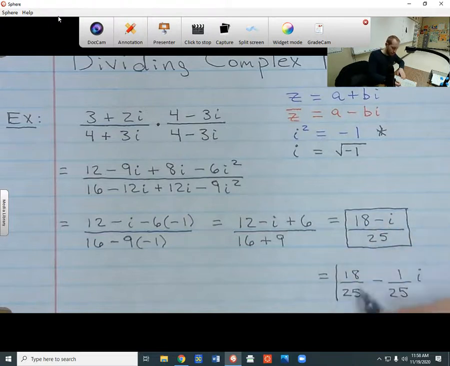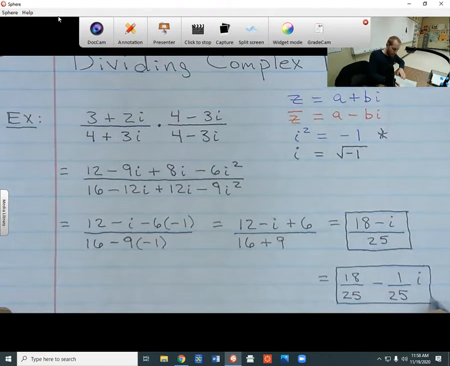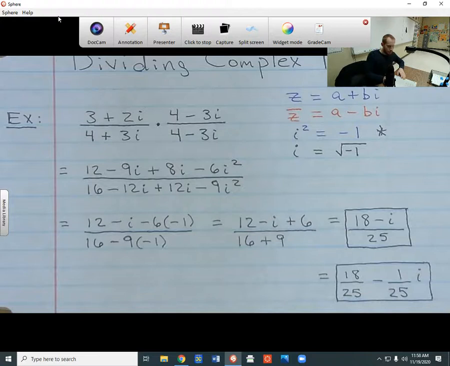So for the answer, what would the real part be? Well, the real part would be the part that's not attached to the i. My real part is going to be 18 over 25. And then my imaginary part is always attached to the i, so that's going to be negative 1 over 25. And that's how you divide complex numbers. Hope that helps.